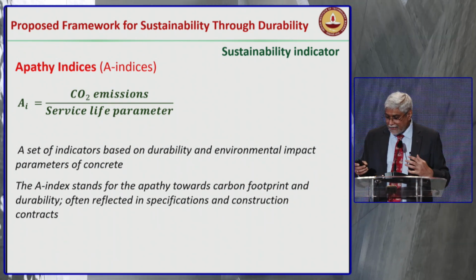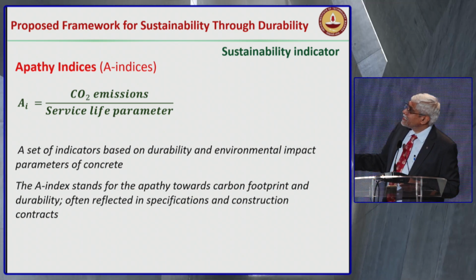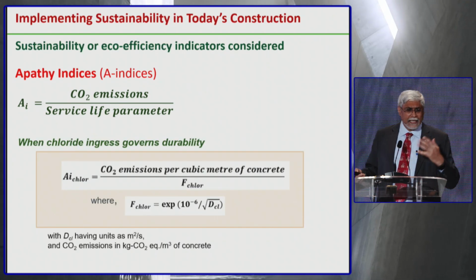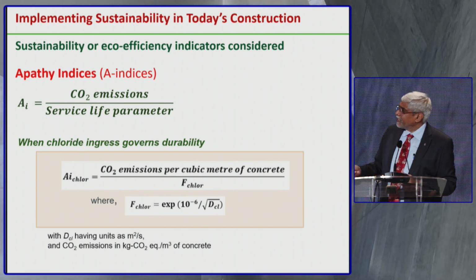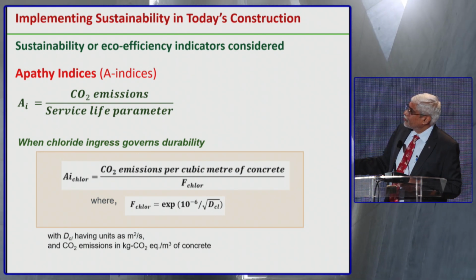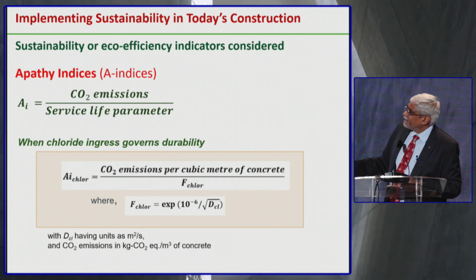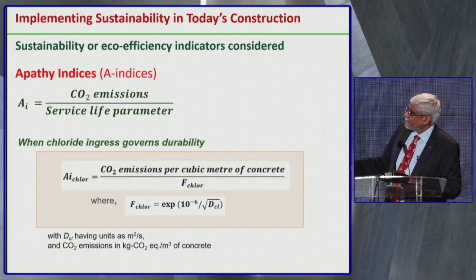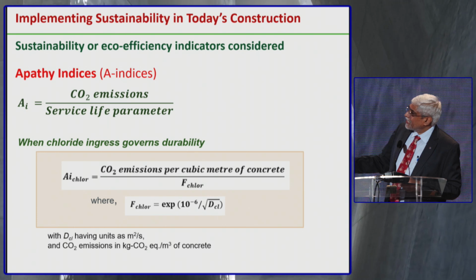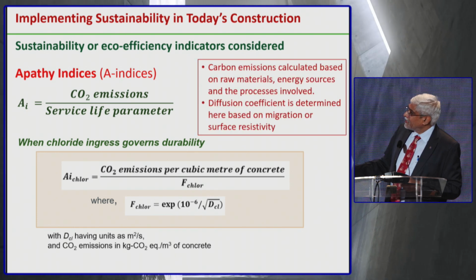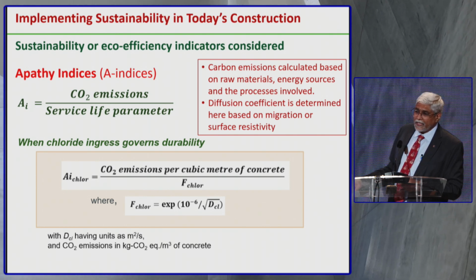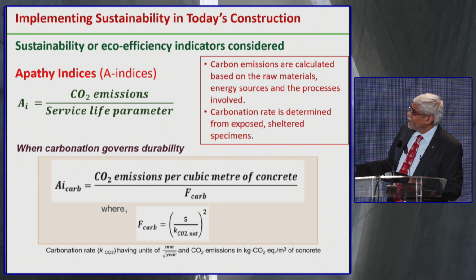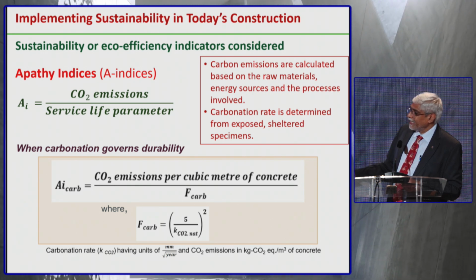Durability doesn't come. So we said, let's look at a parameter which combines CO2 emission and service life, and came up with this apathy index. The apathy index depends on the attack. So if it is durability, the durability due to chloride ingress or limited by chloride ingress, we divide the carbon emissions by this factor, which depends on the diffusion. Okay? Higher the diffusion, this parameter changes, and therefore your apathy changes. Similarly, we can do for carbonation. And here we have the carbonation factor, which depends on the rate.